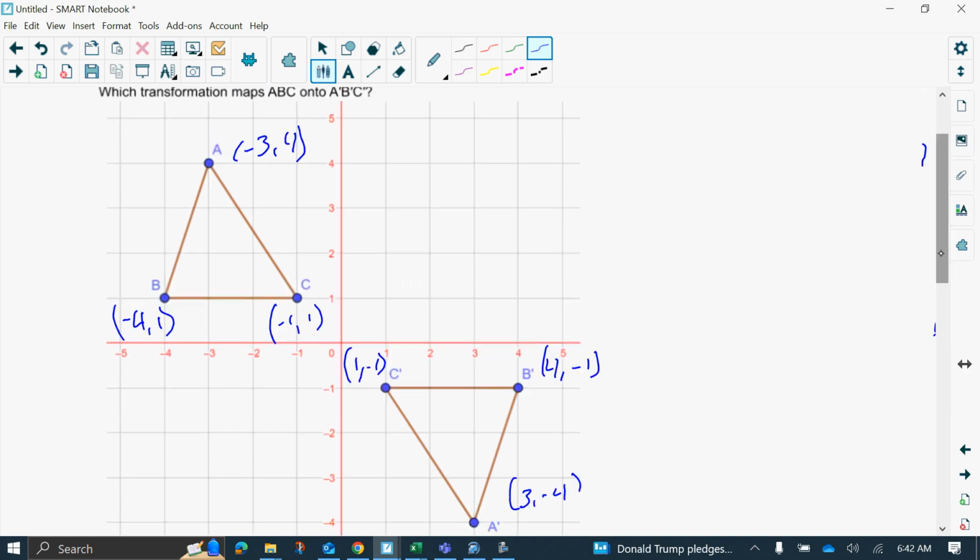Now, translation is out because if it was translation, A would still be pointing up. So translation's gone.